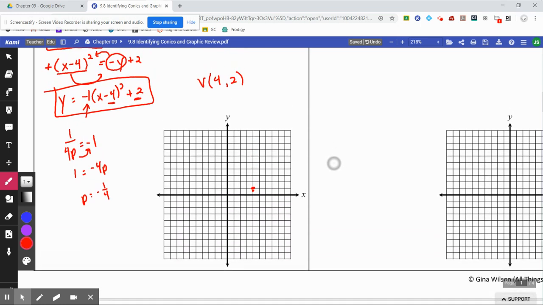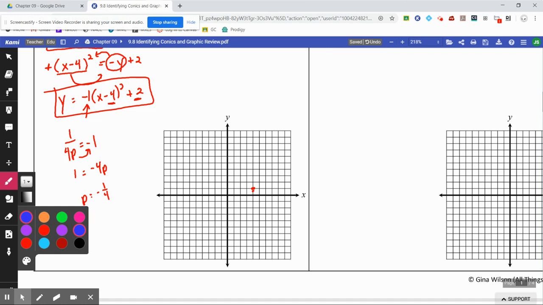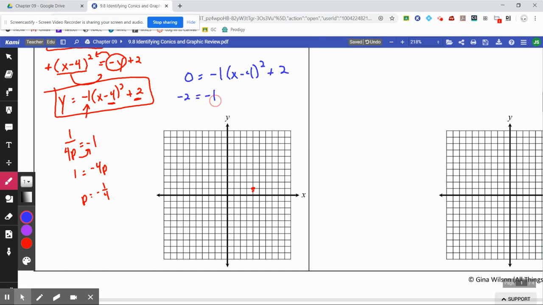And you can spend more time. You could find some x-intercepts and all that stuff, which let's go ahead and do that just to remind you. Next up, we'll find some x-intercepts. The way we find x-intercepts is by plugging in 0 for y. So we have 0 equals -1 times x minus 4 squared plus 2. Move your 2 over by subtracting. -2 equals -1 times x minus 4 squared. Move the -1 over by dividing. That now gives you a 2.